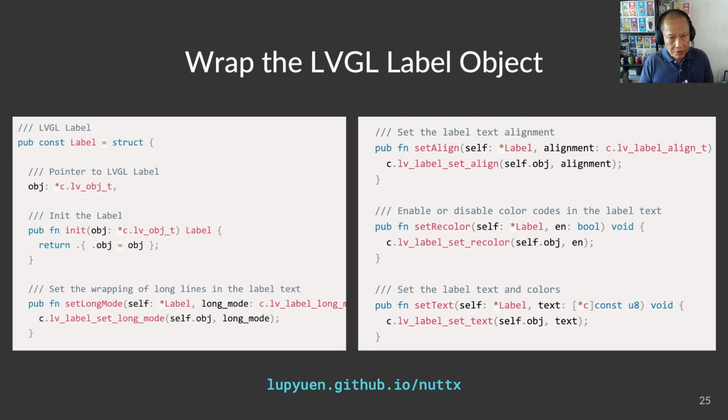Our label allows setting of text and properties. This is how we define the functions for our Zig label. These functions will forward the calls to the LVGL API, right? It looks highly mechanical. Maybe we can automate this so we don't need to write out every single wrapper by hand. We shall come back to this.